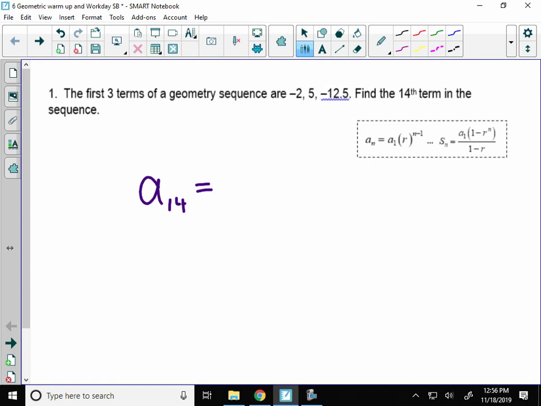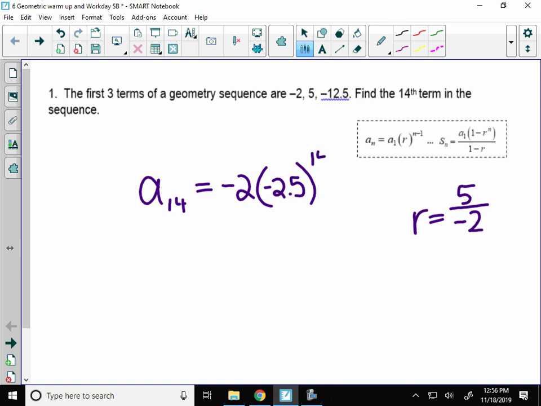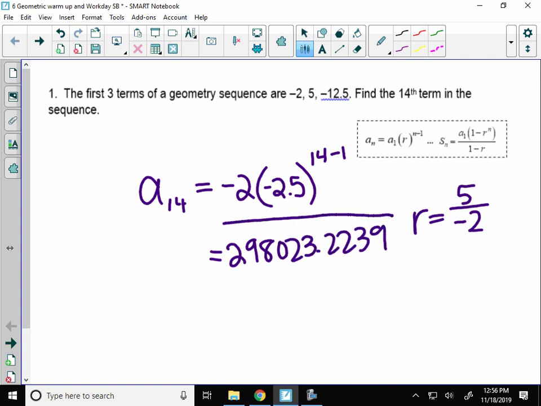The first term is what? -2. Now how do I find the common ratio here? Yes, I divide the second number by the first number. So I would write that as -2.5 here. And my exponent is to the 14th, that's my n, minus 1. And what do you get when you type that into your calculator? 0.2239. All right, do we all get that?